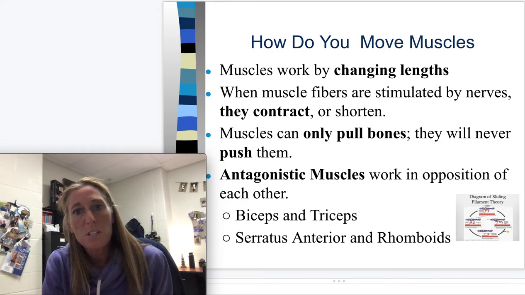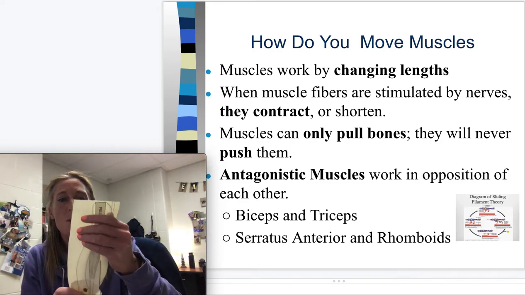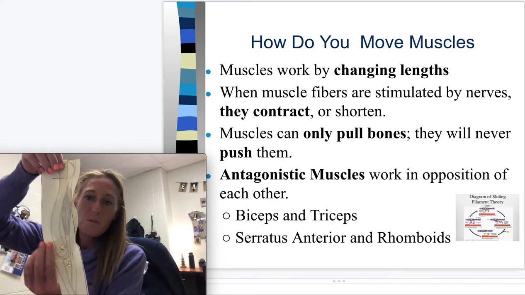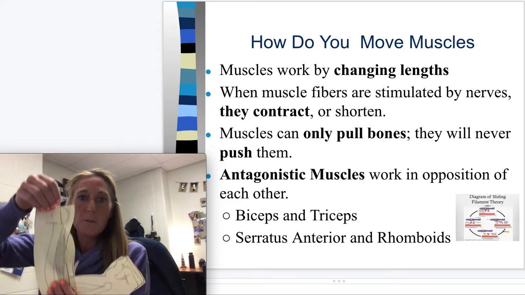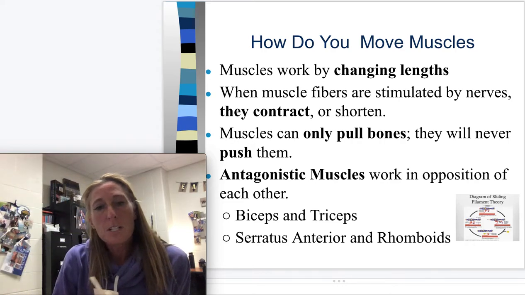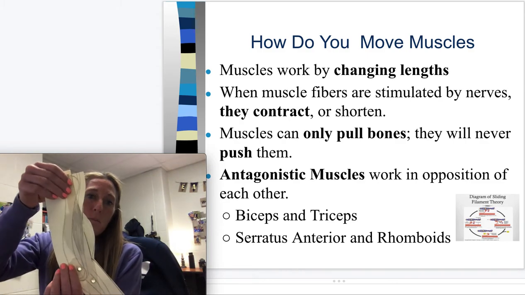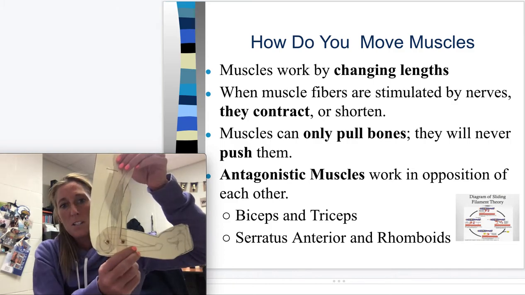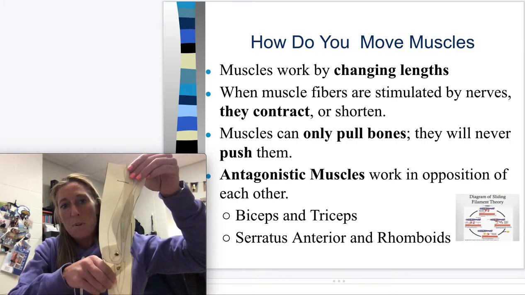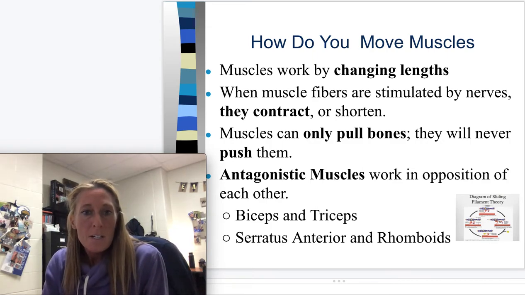Muscle fibers are stimulated by nerves when they contract or shorten. So this would be a bicep contraction with this movement here. Bicep contracts, which flexes the elbow. And the next one, muscles can only pull bones. So see how this bicep is pulling up. So we have a muscle on the back here, which is our tricep, that is going to pull back. Muscles can never push, they can only pull bones.